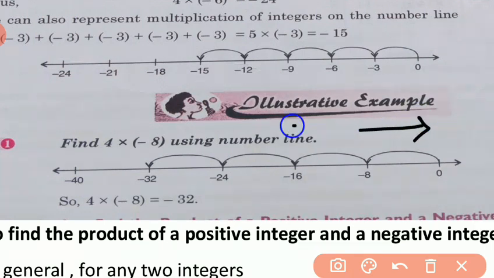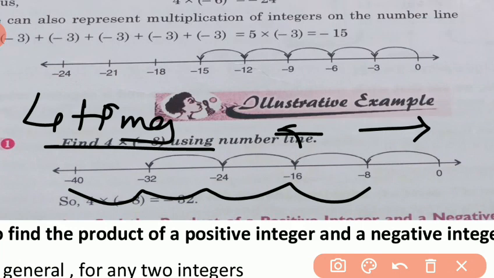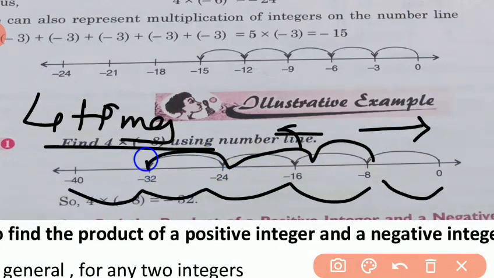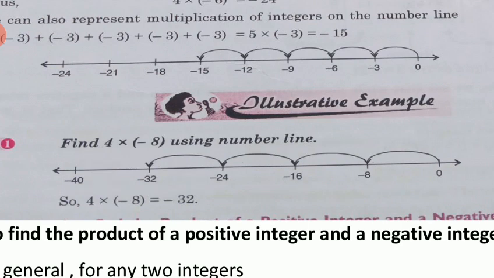So 0, minus 8, then minus 16, minus 24, minus 32, minus 40, minus 48. Here we have to add minus 8 how many times? 4 times. So we'll count from 0. We'll take the difference of 8 numbers from 0, how many times? 4 times. 1, 2, 3, 4. So you can see that the answer is minus 32. So 4 into minus 8, 4 8s are 32 and the sign will be negative.